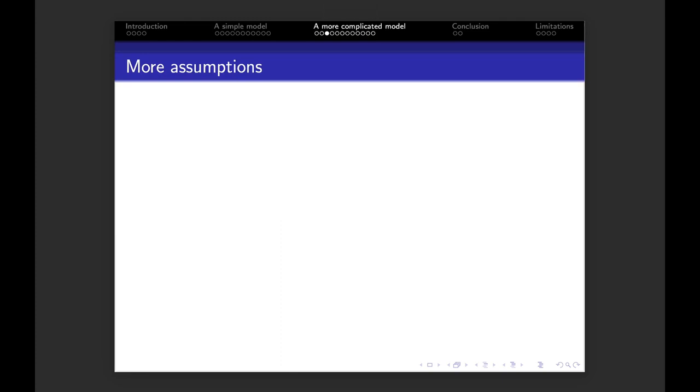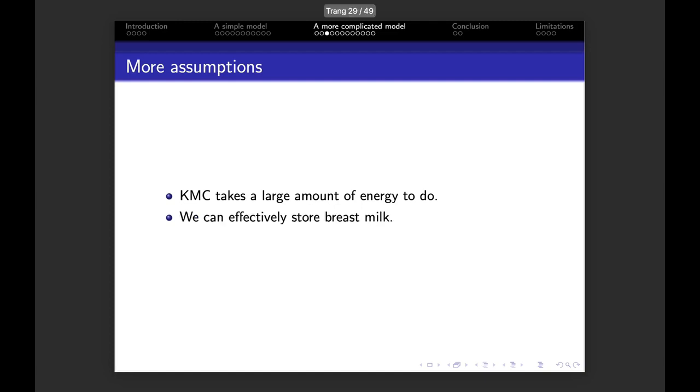Thus, we keep all of our assumptions from earlier, except the infinity of milk supply. We also make new, less restrictive ones. Firstly, the longer the KMC process is, the more tired the model becomes. Basically, we say that KMC takes a significant amount of energy to do, and this causes a reduction in milk supply from the model. Secondly, we can effectively store pressed milk, meaning all the milk produced will not be wasted.